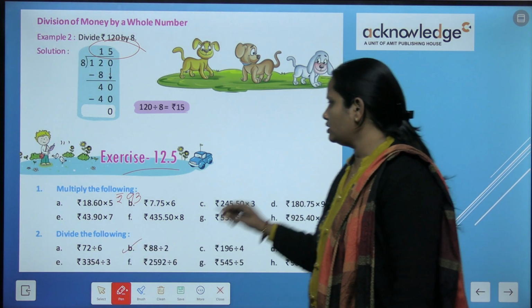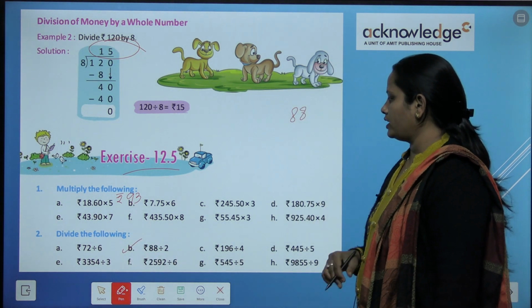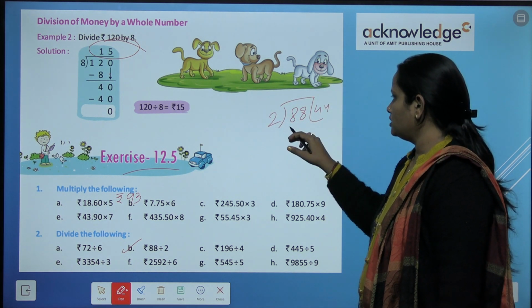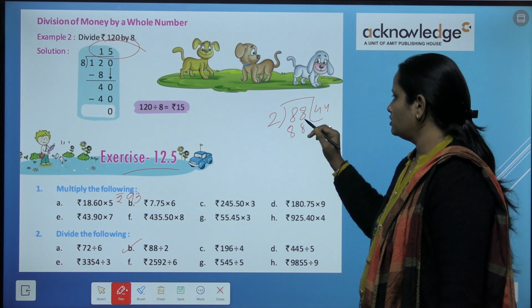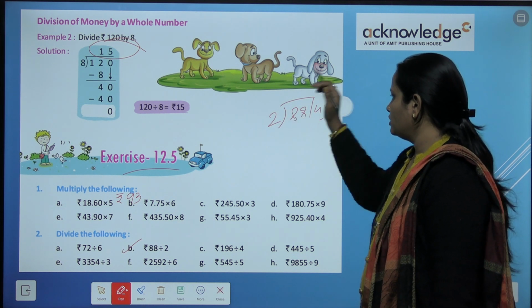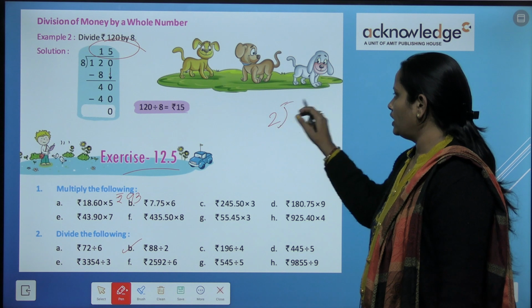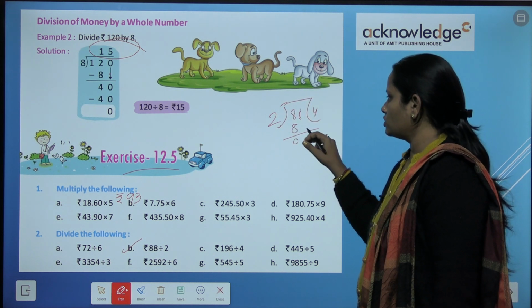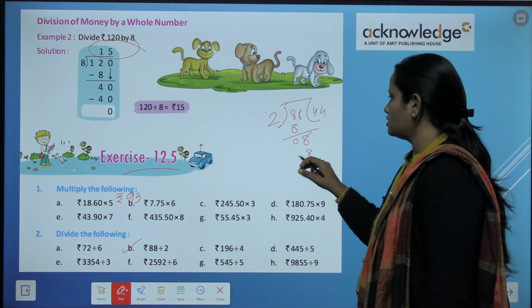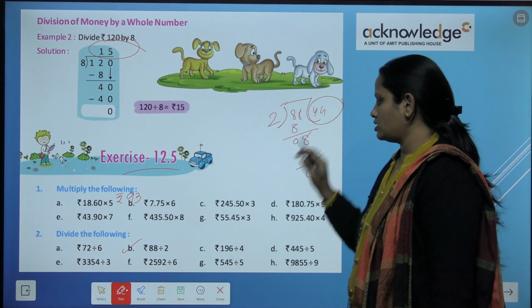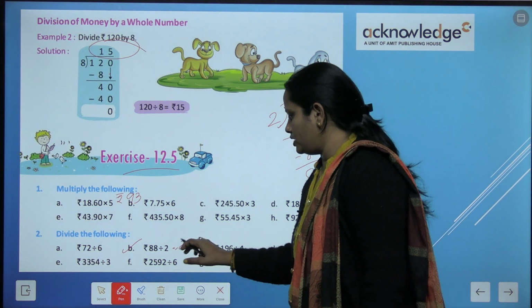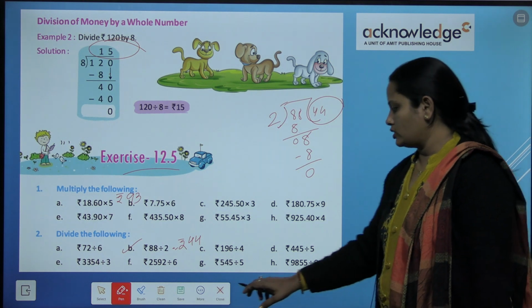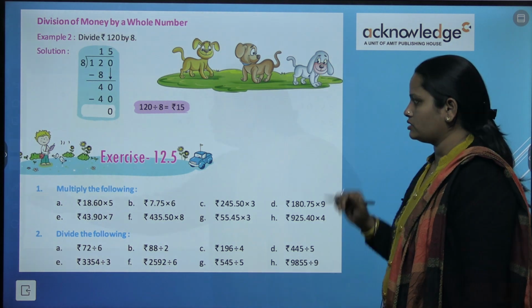Let's do this B1. So 88 rupees, we have to divide by 2. So it will be... 88 divided by 2, so 4 times 2 is 8. Now 0. 4 times 2 is 8. 0. So the answer is rupees 44. I hope this is clear, children. So like this, do the rest of the division.